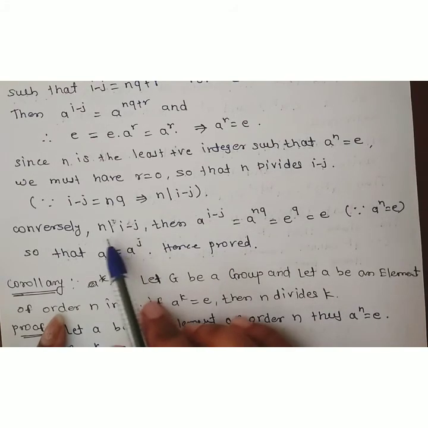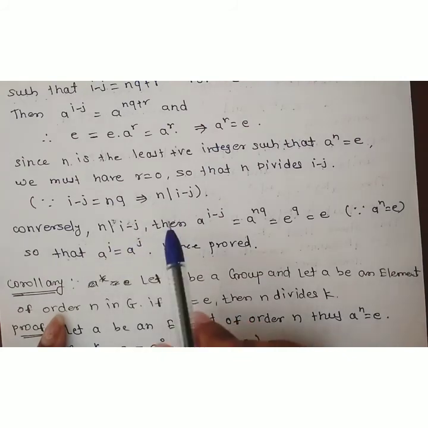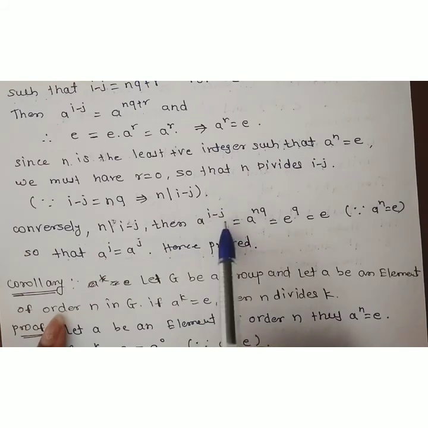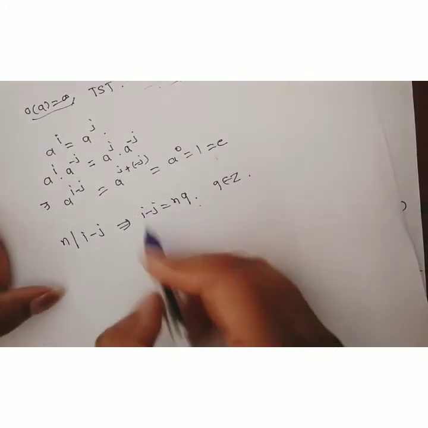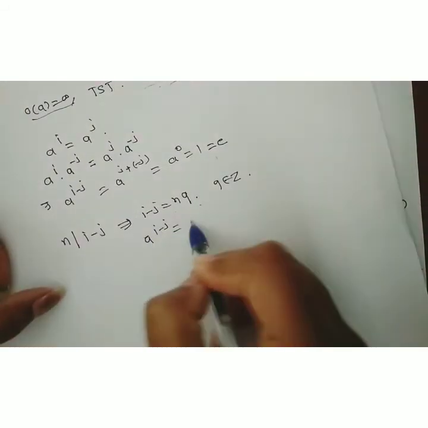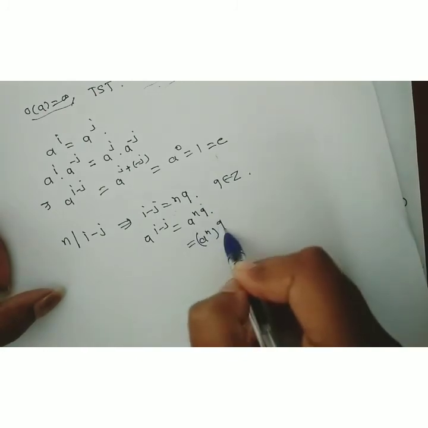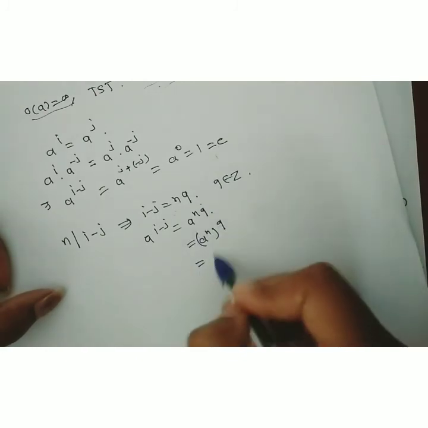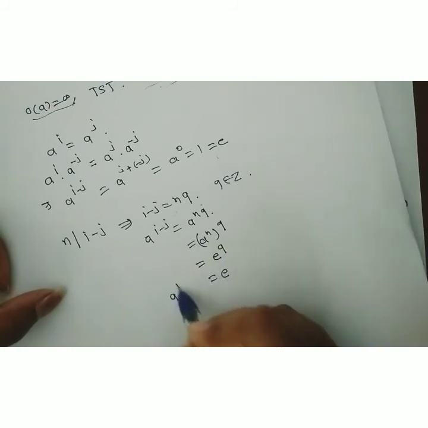In the last step, what we have done: n divides i minus j means i minus j is equal to nq. Then taking base a on both sides, we get a raised to i minus j is equal to a raised to nq. We know that this is nothing but a raised to n raised to q. Therefore, a raised to n is identity, raised to q, which is equal to identity. That is, we get a raised to i minus j is equal to identity.